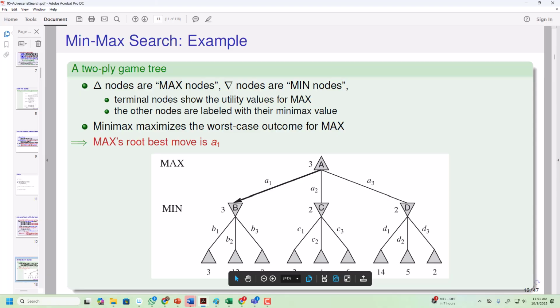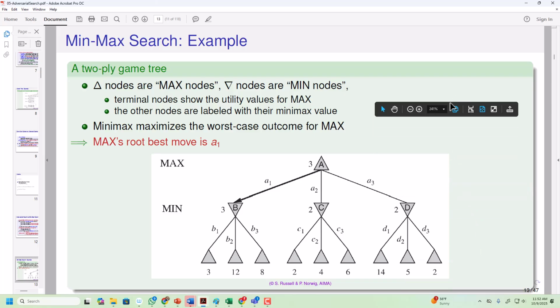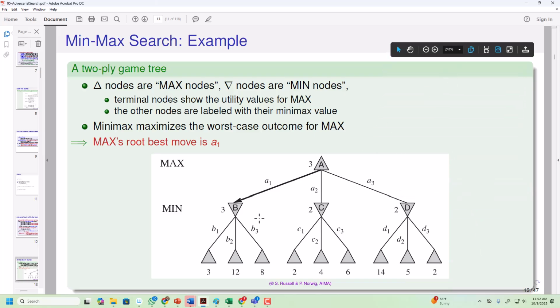We consider this example game tree. This is also called a one-ply game tree. It's basically one move by Max, followed by one move by Min, and then the outcomes. We did not consider the full game tree because it can be very large, as we have already said. Max is represented with an upward triangle and Min with a downward triangle. And the terminal nodes show the utility values for Max, remember. So Max wants to maximize its utility, while Min wants to minimize Max's utility. That's the important thing.